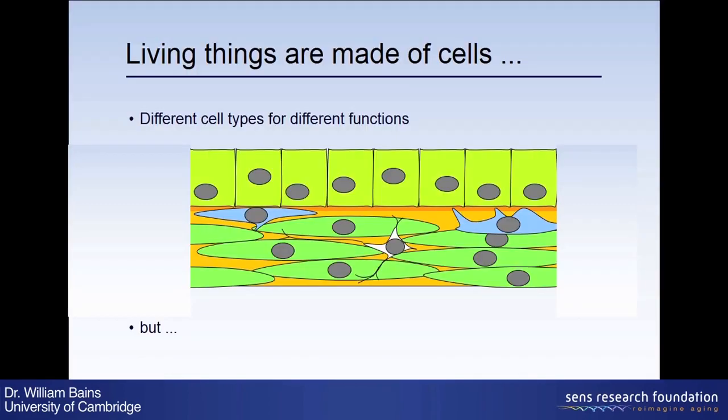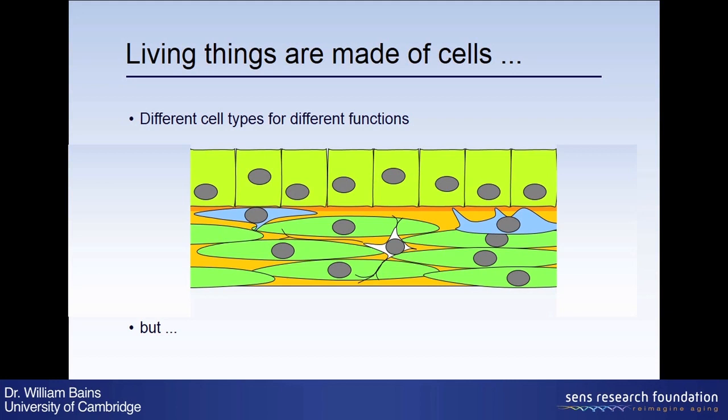So, we learned at high school that living things are made of cells. This is the sort of diagram you get in school textbooks. Different sorts of cells laid up. This might be, for example, the lining of your lung. Here are the epithelial cells on the top. This will be air above here, and various cells underneath. And this is right, we are, but we're not only made of cells.